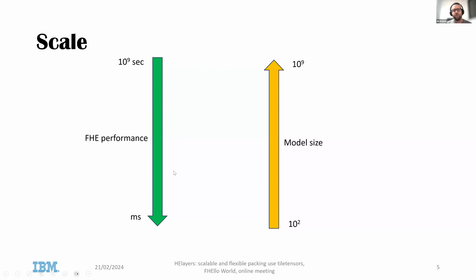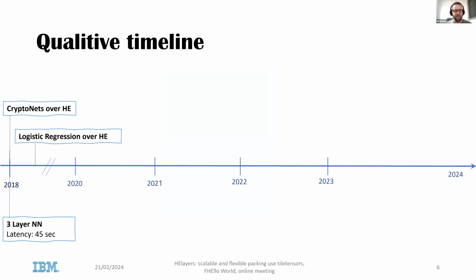The performance of FHE goes down, but still the model size increases. So we need to somehow manage this gap in order to provide great capabilities and potential for data scientists and application developers. So let's look at it from a qualitative timeline. The data is very qualitative. I just place it so we get a feeling here.